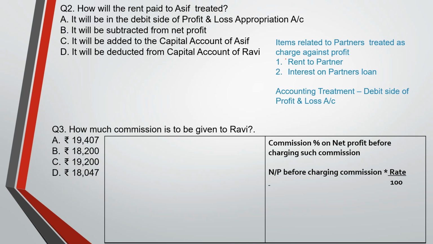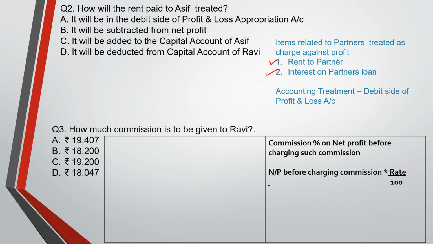So, items related to partners treated as charge against profit are rent to the partner. When a partner has let out some premises to the firm, he is entitled to get rent on that particular premises. Second, when the partner has given some loan to the firm, he is entitled to get interest on that particular loan that he has provided. And both these items are not appropriations, but they are charge against profit.